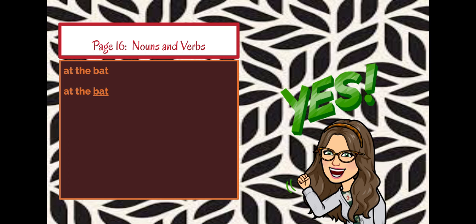Now I'm going to ask your help for the next two phrases. In pairs, I want you to reread the remaining phrases in the first column. As you read, you will determine the nouns and underline them, and you will determine the verbs and circle them. At the end of each phrase, ask, is there a naming word in the phrase? Is there a doing word in the phrase?